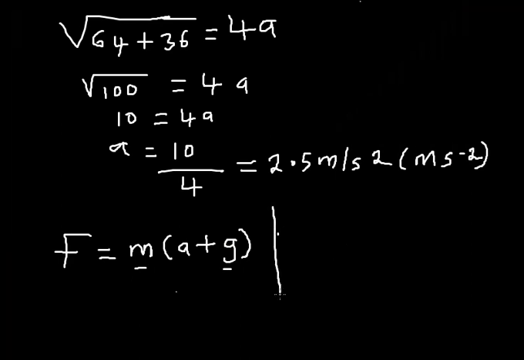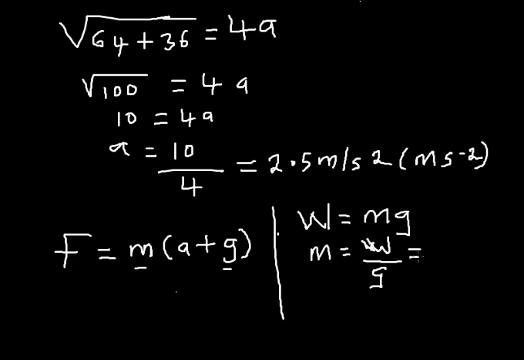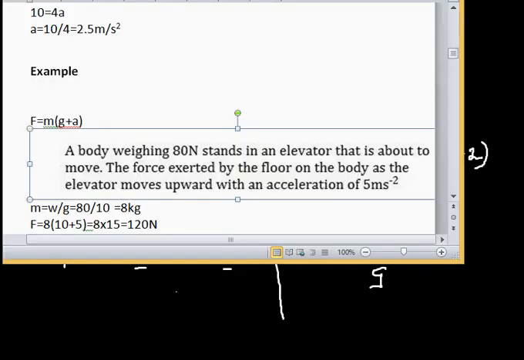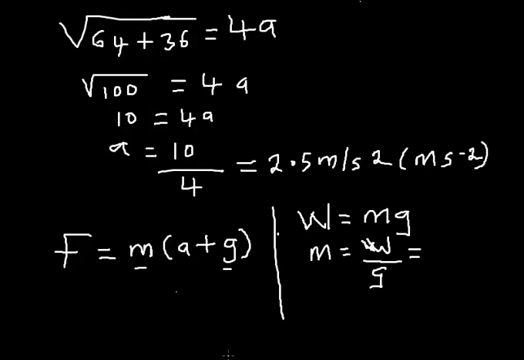So now weight is always given as mg. Weight is always mass times acceleration due to gravity. Please take note of that. So I can get the mass from weight. So mass is going to be equal to weight divided by acceleration due to gravity. So the weight from the question is 80 Newton. So that's going to be 80 divided by acceleration due to gravity, which is 10. That's going to be 8 kg.